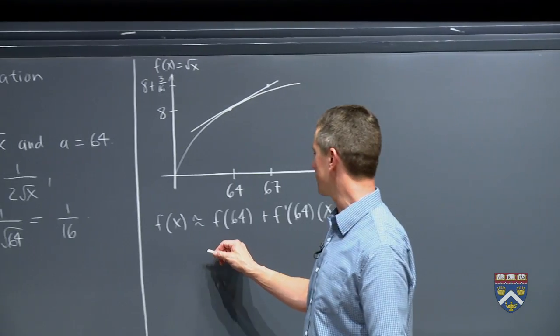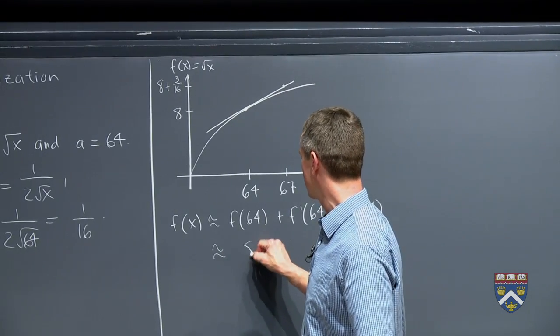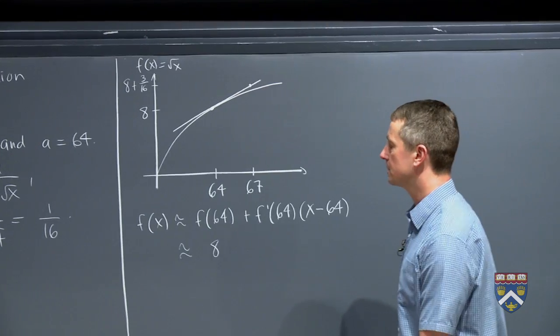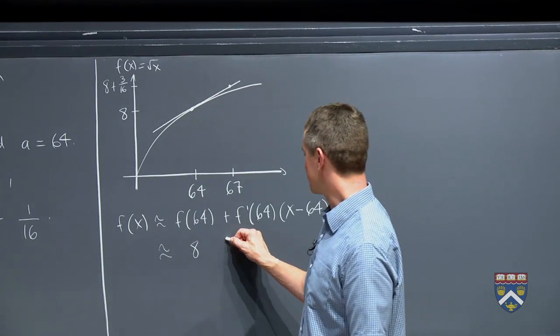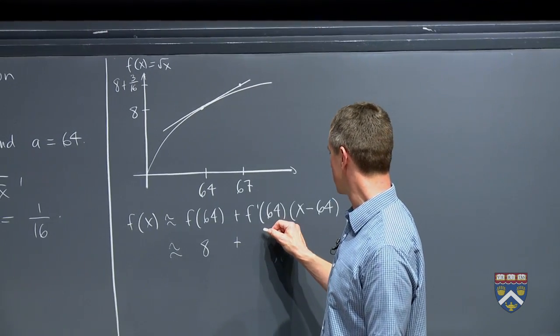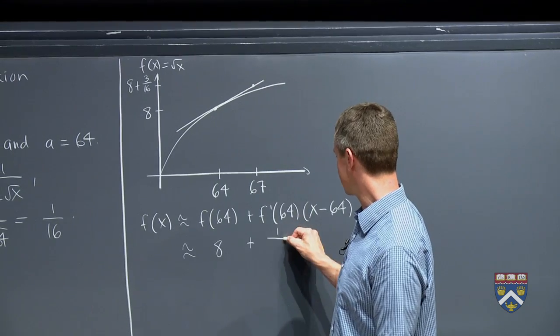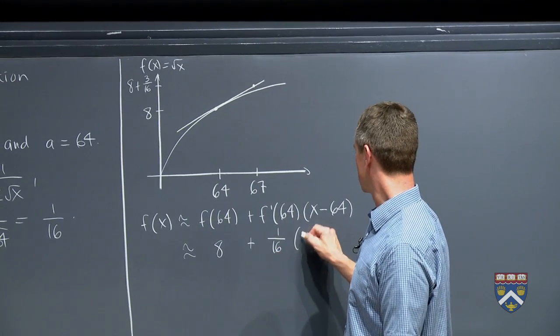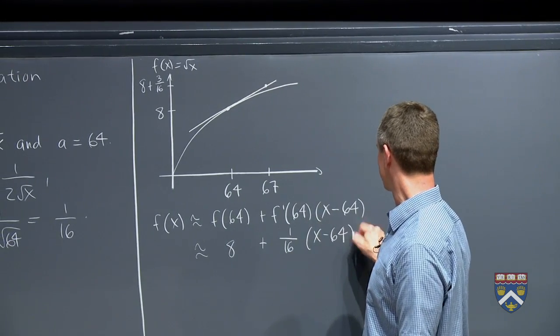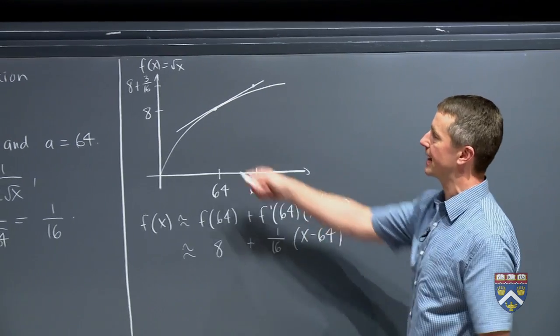So f of 64, that's how much snow there was at the time we started measuring, 8 inches. f prime of 64, how fast was it snowing? Pretty slowly, 1/16 of an inch per hour, times x minus 64. So this is the equation of this tangent line.